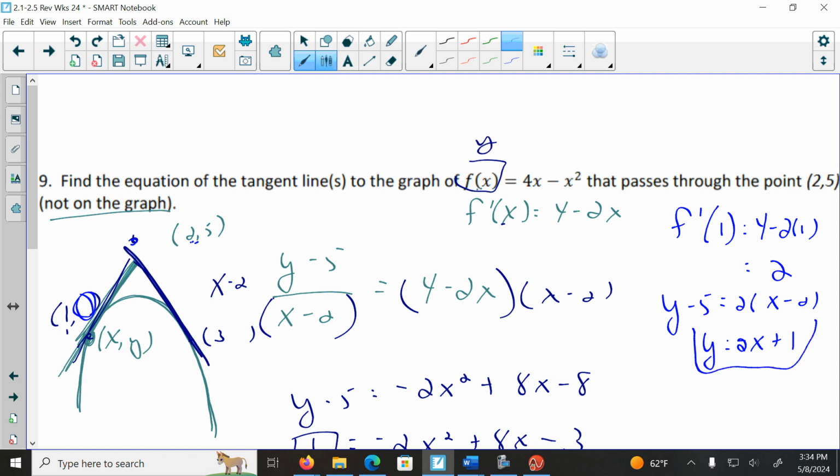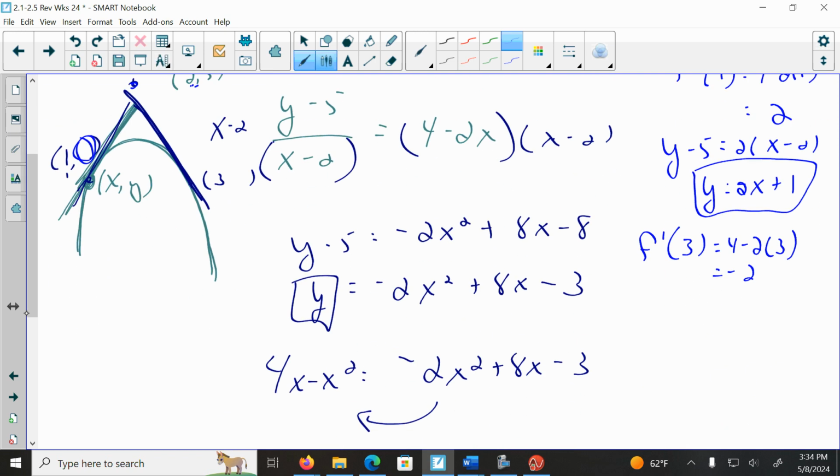So that's one equation. Then when I find the derivative at 3, that's going to be 4 minus 2 times 3. So that's going to end up being negative 2. So again, still using that point (2, 5) because both lines go through (2, 5). I'm going to do y minus 5 is equal to negative 2 times x minus 2. And when I do that, I get y is equal to negative 2x plus 9. And that's my second one.